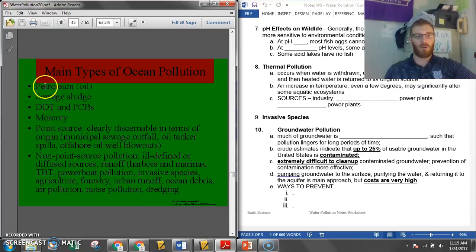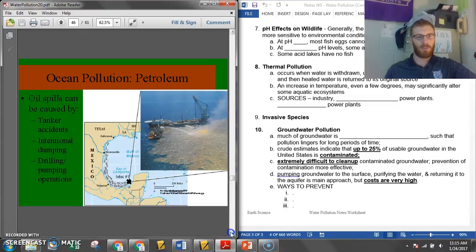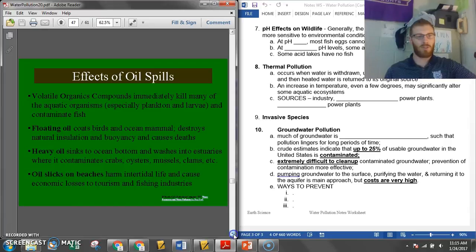So the main types of ocean pollution are oil, sewage sludge, and chemicals. Mercury is one of the big ones, and you'll hear about that if you eat a lot of tuna. You can see oil spills here, and these are caused by tanker accidents, intentional dumping, drilling or pumping errors. And the effects of oil spills are very dangerous. I'm sure you've all heard about them to this point, but you can read these here.